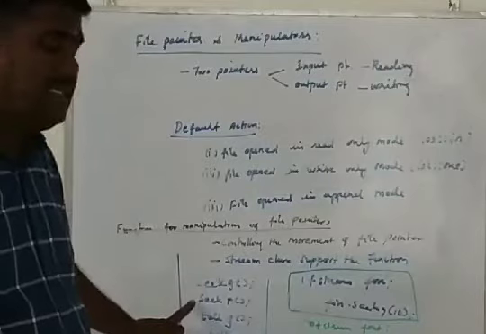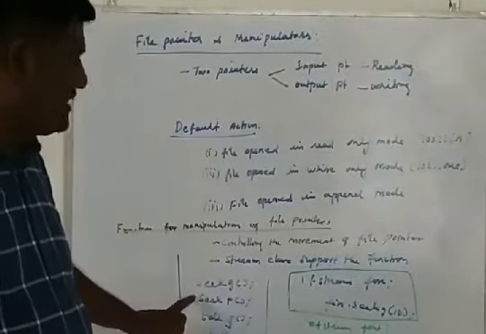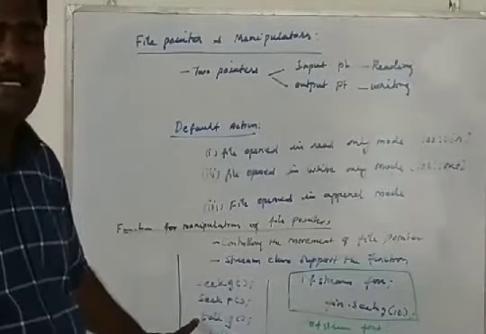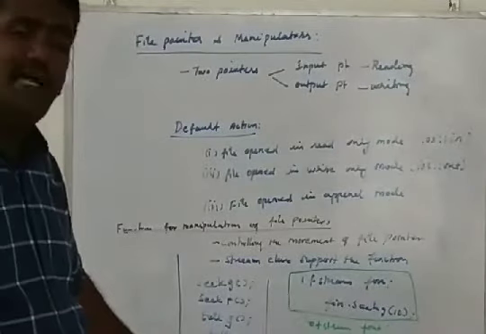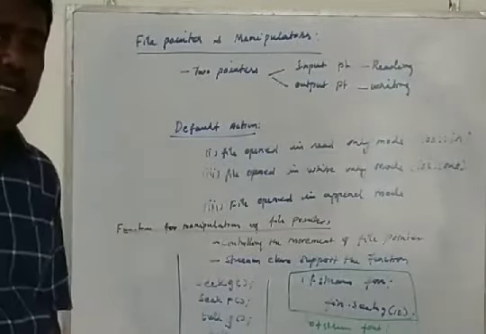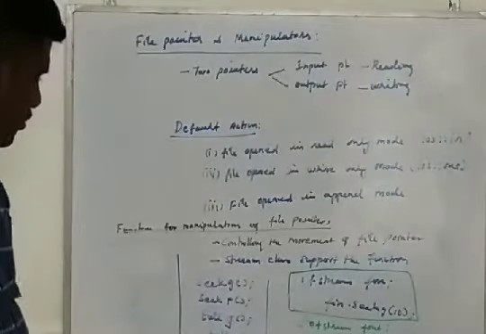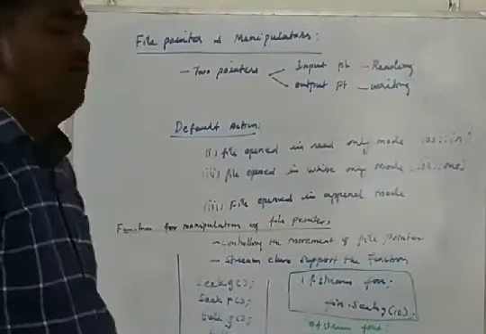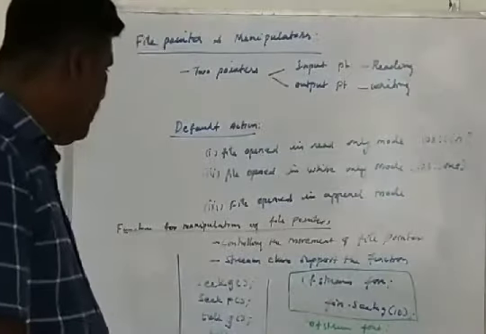They are seekg and seekp. Seekg is for the input stream, ifstream, and seekp is for the ofstream. At the same time, tellg is for the input stream, that is ifstream, and tellp is for the ofstream. So these four functions are used for controlling the file pointer movement.